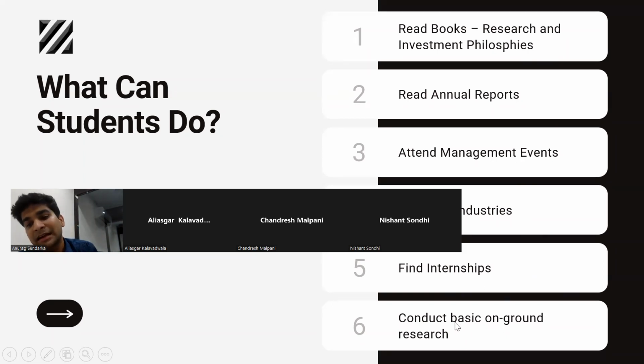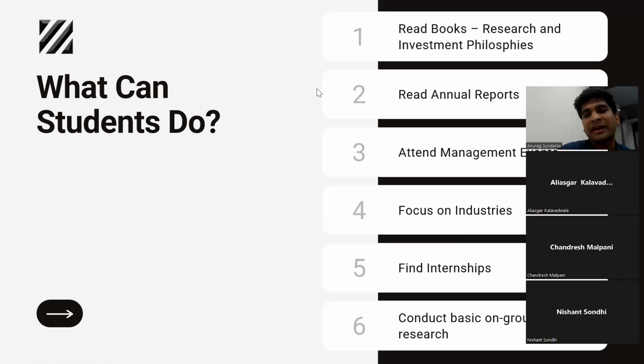And lastly, conduct basic on-ground research. If you're talking about supply, let's say home delivery or rather packaging, go to a small packaging material manufacturer in whatever is the closest place that you are working at. Even if you visit their factory, you'll understand a lot about how the entire packaging works. How much waste do they generate? Where can they save money? There are so many things that can be done.